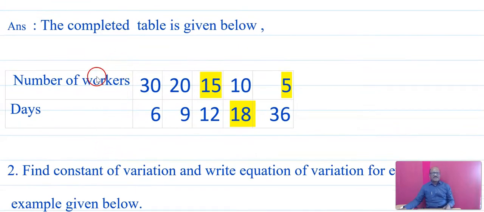Next, the completed table is: number of workers 30, the days are 6. The number of workers is less, the days are more, which is 9. Again the number of workers is less, 15, and again the days are more. Again the number of workers is less, then the days increase, and when the number of workers goes from 10 to 5, the days are increased by twice.